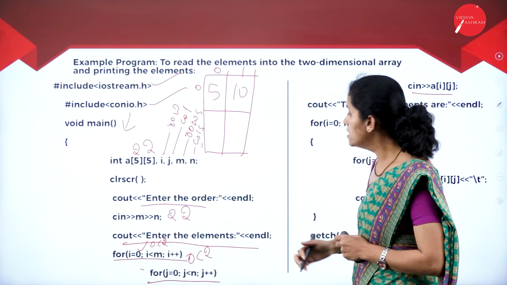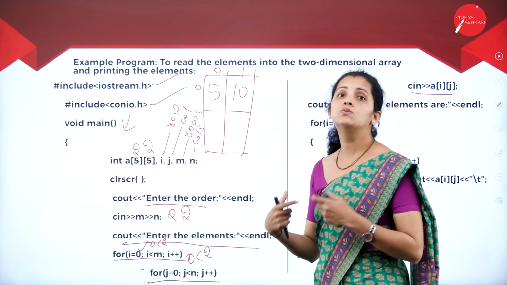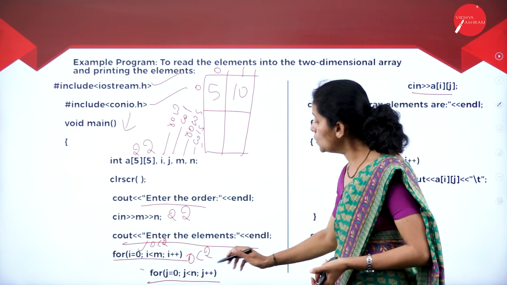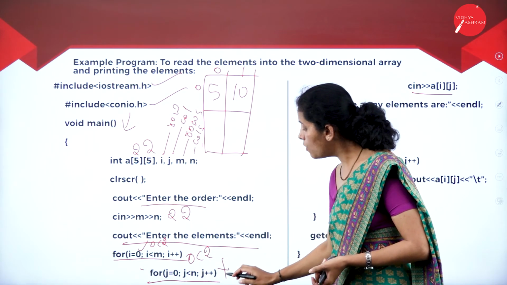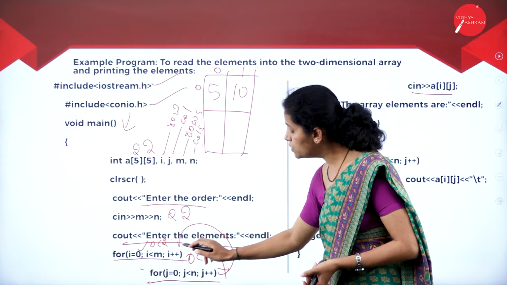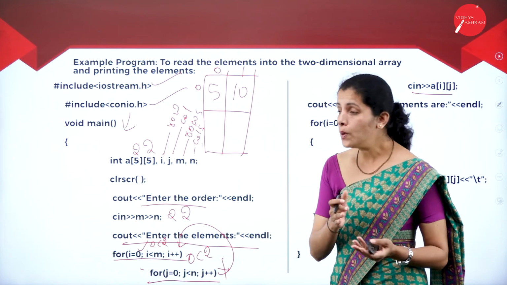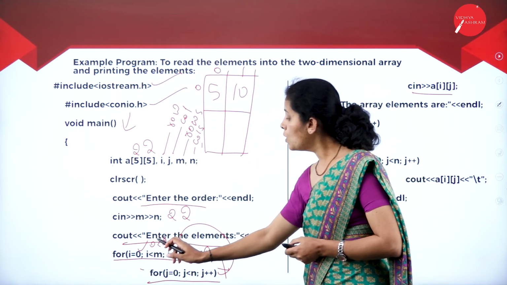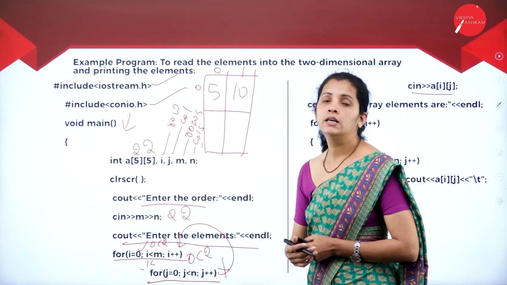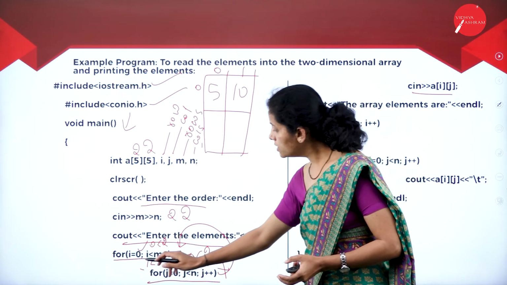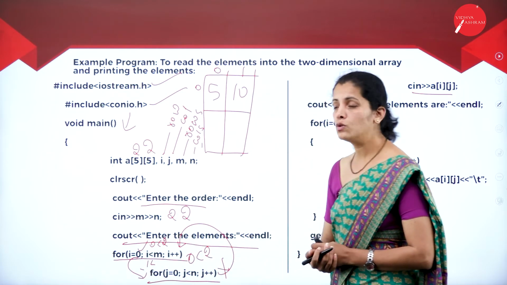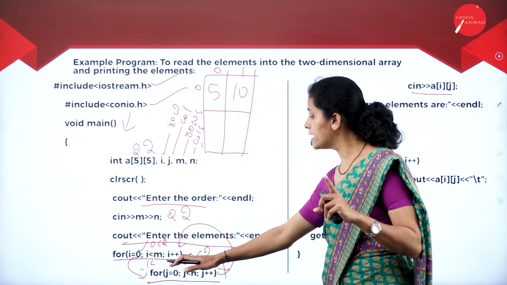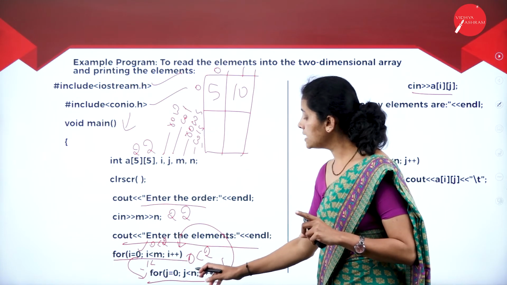Now once again, the inner for loop j is going to increment by 1. Now j is 2. 2 less than 2, the condition is false. So the control is transferred to the outer for loop. Now in the outer for loop, i is going to increment by 1. Now 1 less than 2, it is true. So the control is transferred to the inner for loop. What is the i value? i value is 1. Then what about j? j is 0.